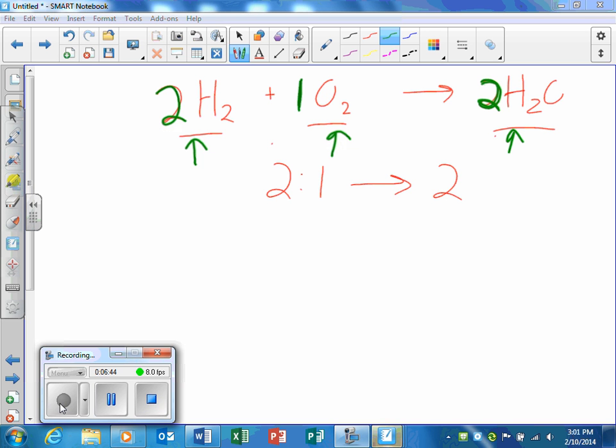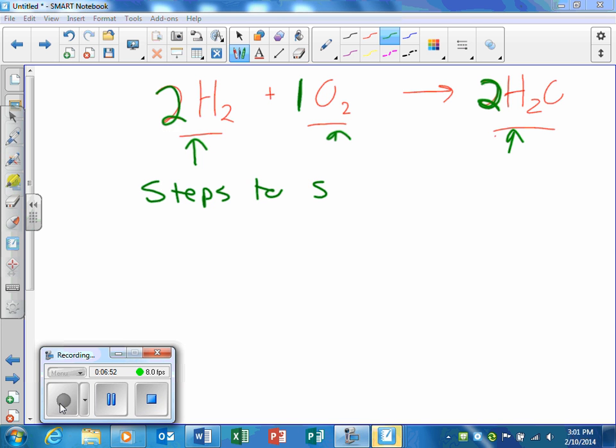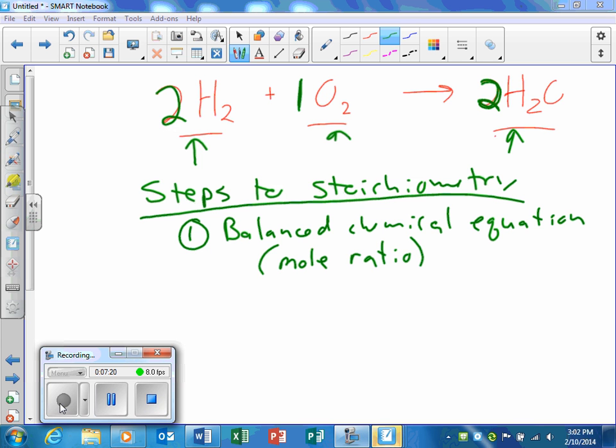So finding relationships is the first. Well, I'm going to give you steps. Let's just call this steps to stoichiometry. First, you need a balanced chemical equation. That's the first thing you need, because that gives you your, what does it give you? Mole ratio. A balanced chemical equation gives you your mole ratio.